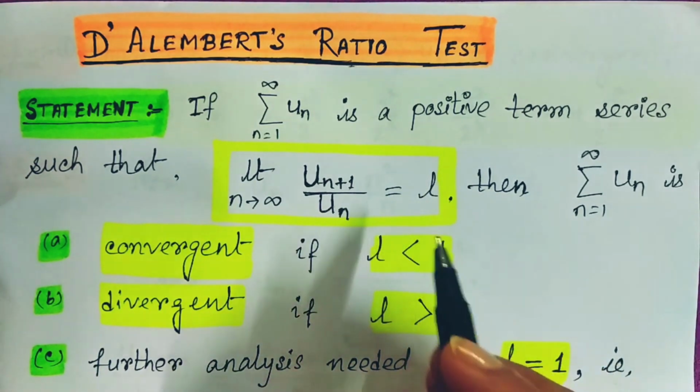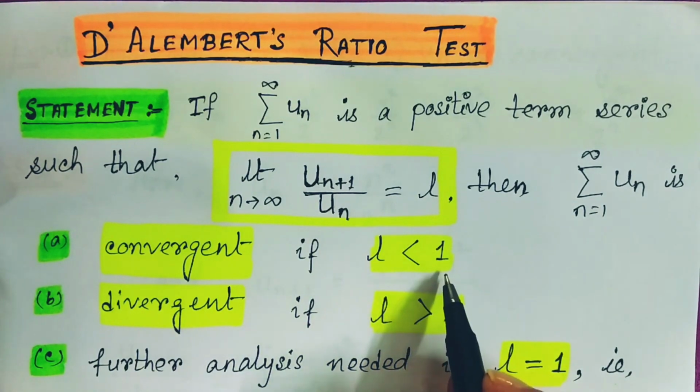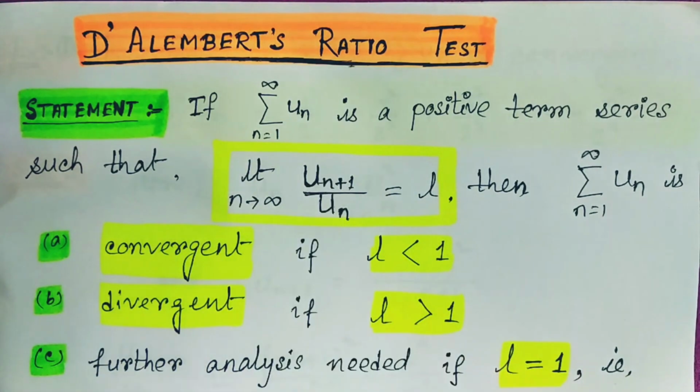If this L value is less than 1, then we say the given series is convergent. If we find this L value is greater than 1, then the series is divergent. And if by chance we find that this value is 1, then further analysis is required, or we can say the test fails. Further analysis required means the series may be divergent or convergent for this value of L equals 1.